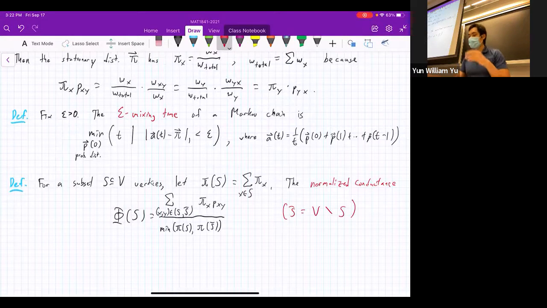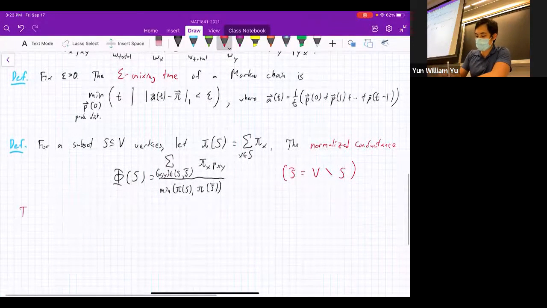The top is saying that for every one of these edges going from S to S bar, even though we're looking at all pairs from S to S bar, if there is no edge between them, then Pxy is going to be 0, so it doesn't matter. You can think of this as, for every edge going from S to S bar, what's the chance that you're on the starting point of that edge, so x in S, and then what's the probability that you jump over to the other side, leaving the set S and moving into S bar. So let's write down that interpretation.